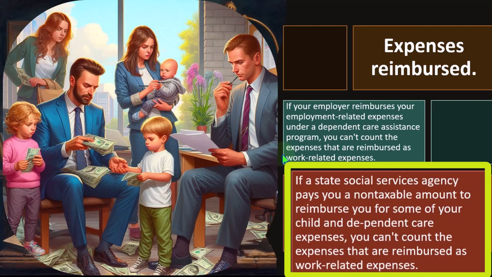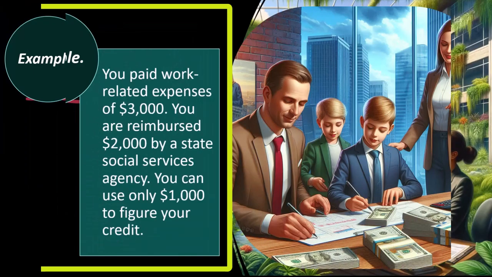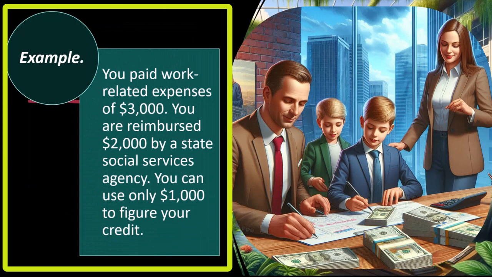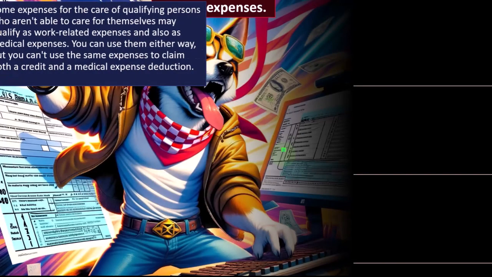So if a state or social services agency pays you a non-taxable amount to reimburse you for your child and dependent care expenses, you can't count the expenses that are reimbursed as work-related expenses because, of course, you got reimbursed. Example, you paid work-related expenses of $3,000. You are reimbursed $2,000 by a state social services agency. You can only use $1,000 to figure your credit. So that makes sense.